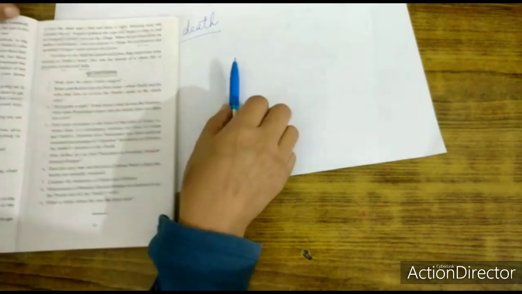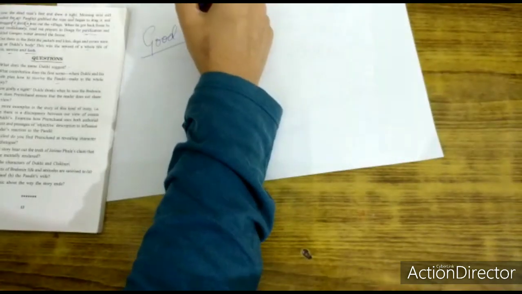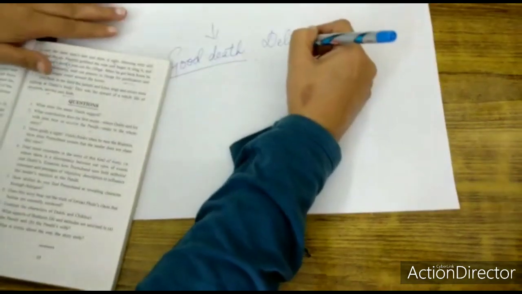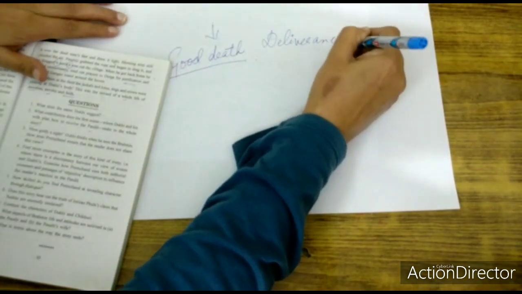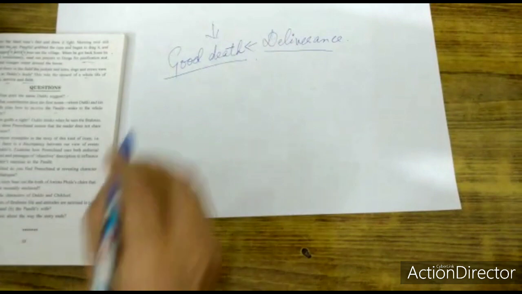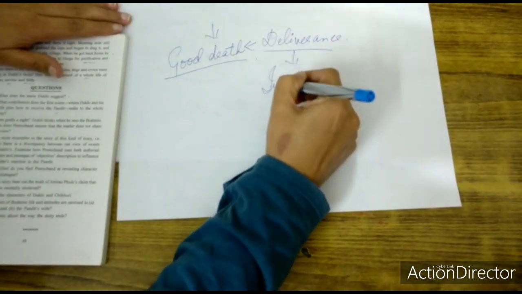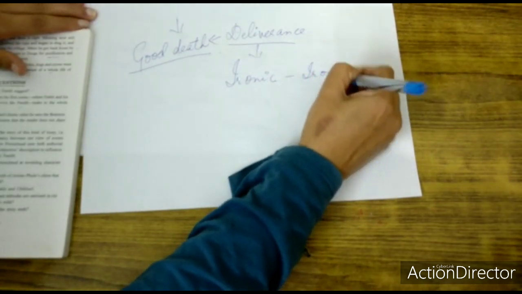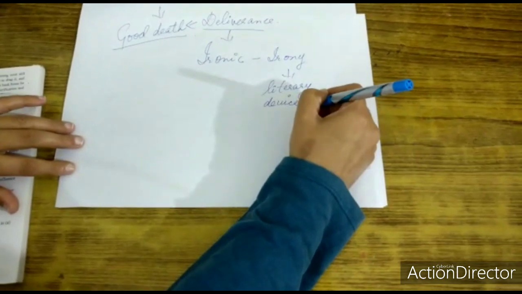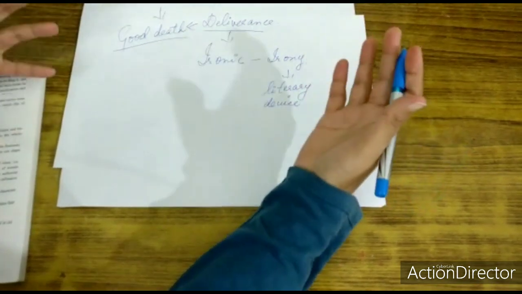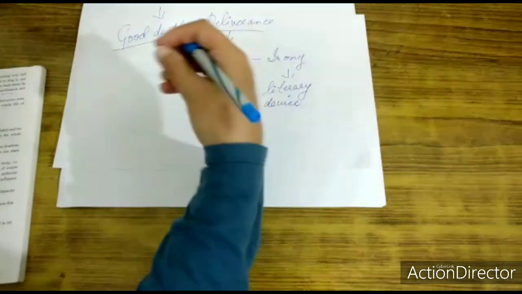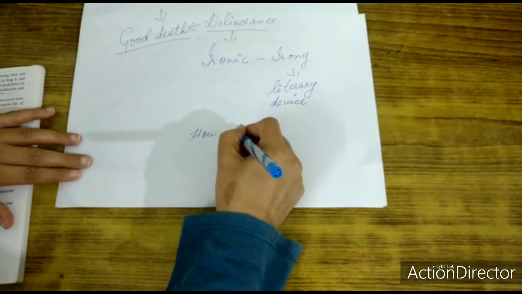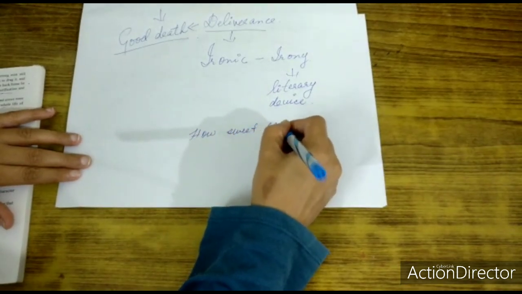Now the question arises, as I said you, was it really a good death? Deliverance stands for good death, but the title is ironic. Now what is ironic? कहाँ से बना? Ironic बना आईनी से. Irony is a literary device, where you are trying to tell something about a situation in a negative way. एक sentence लेते हैं हम, for example, how sweet the pill.